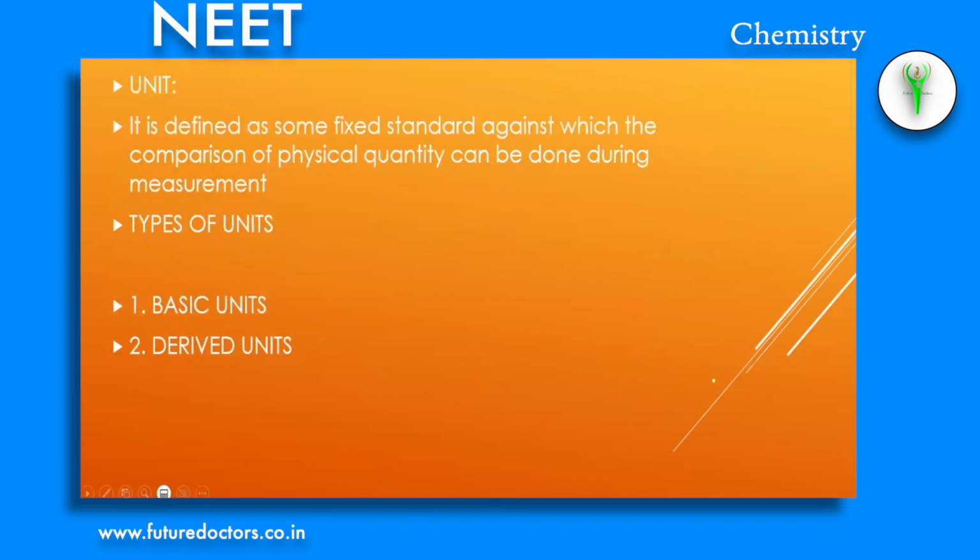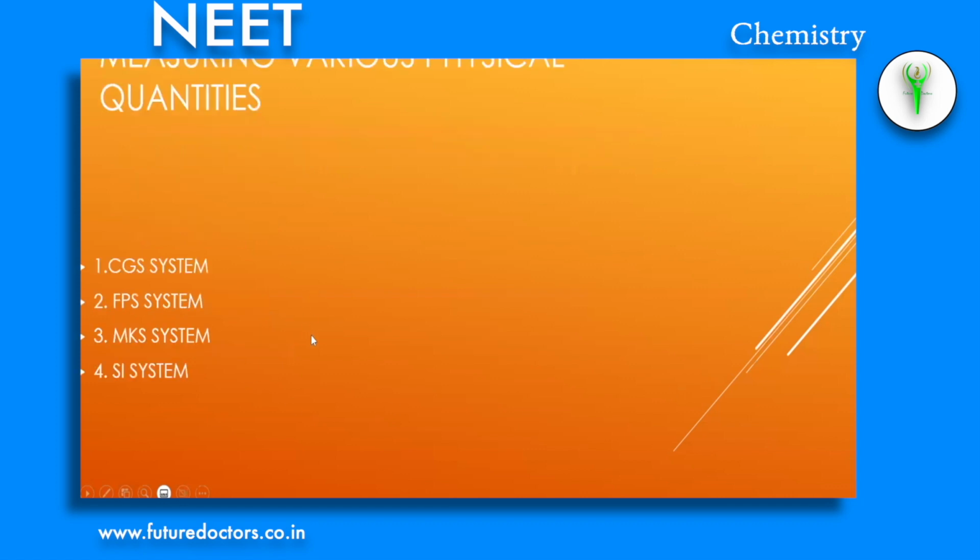It is some fixed standard. A unit is defined as a fixed standard against which the comparison of a physical quantity can be done during the measurement. Whatever reading we are taking, we are going to compare with that standard. So comparison of a physical quantity can be done during the measurement. The units are classified into basic units and derived units.